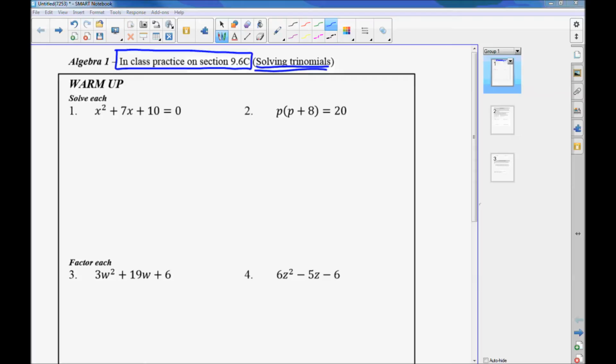So remember, we're just looking for two things that multiply to 10 and add to 7. And those numbers were 2 and 5. So this can factor really fast because it has a leading coefficient of 1. So we don't have to do the box. So we just say (x + 2)(x + 5) = 0.